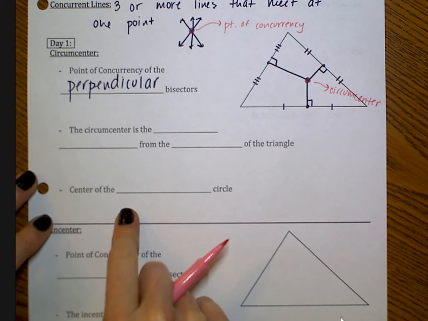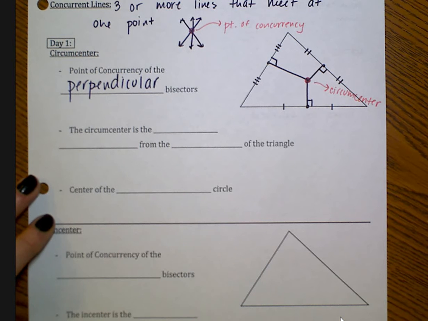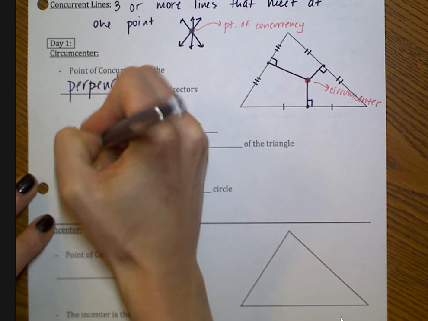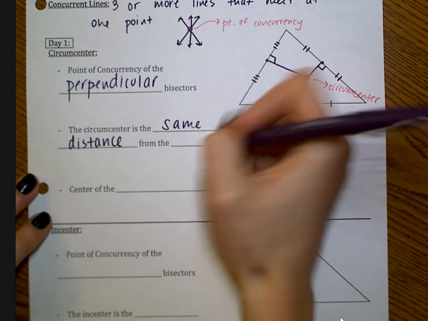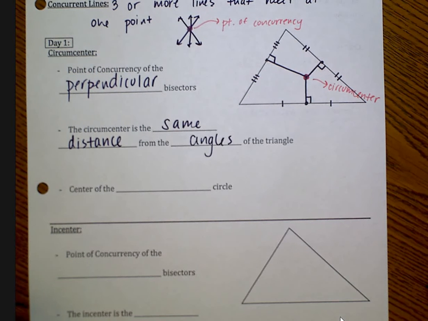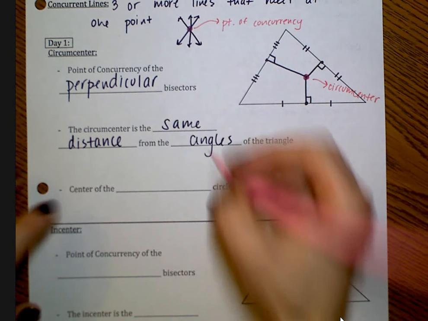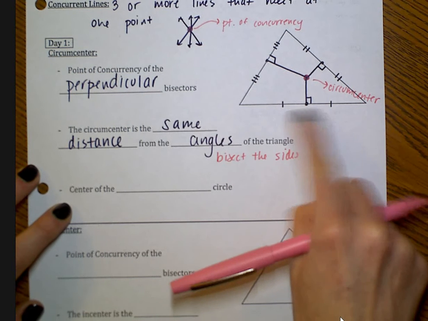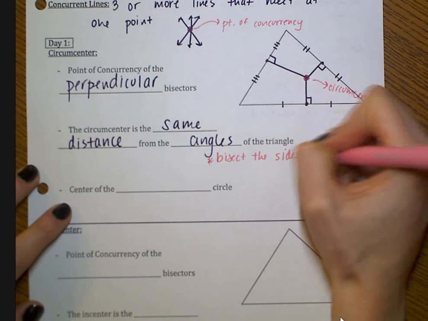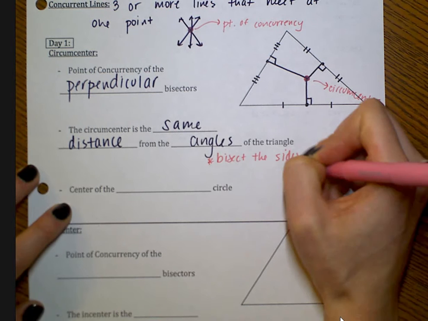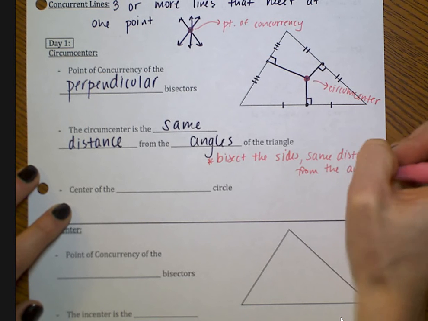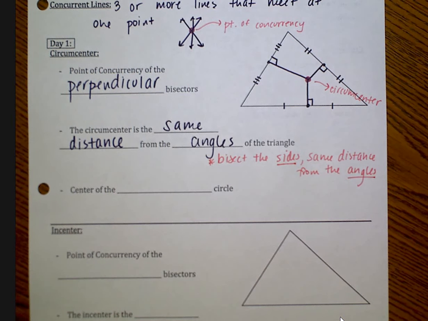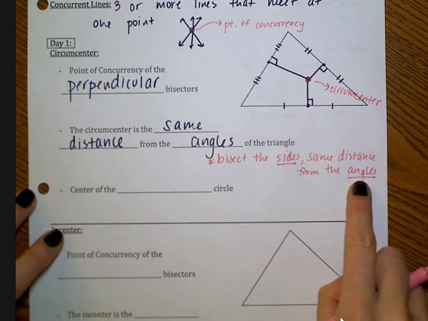Okay, now there's a couple things that we knew about the circumcenter. The first was that the circumcenter is the same distance from the angles of the triangle. Now, I always remember it this way. If you bisect the sides, which is what you're doing with the perpendicular bisectors, you're cutting the sides in half. So if you bisect the sides, you're the same distance from the angles. You'll hear me tell you that often because that's how I remember it. It's like the opposite. If you cut the sides in half, you're the same distance from the angles. So it's the reverse of what you would think it would be. Cut the sides in half, same distance from the angles.